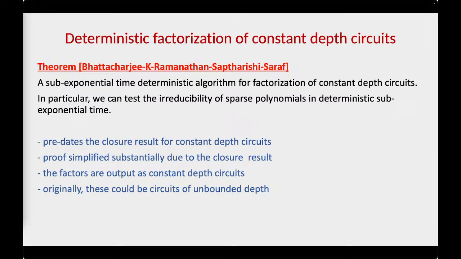Maybe one question, because you say "in particular": is it clear that if you have what you stated in the first line for constant depth, then you have irreducibility testing for sparse? No, it's not clear. It wasn't clear at this time because the output circuits were all unbounded depth. We didn't know how to do PIT and divisibility testing. But combined with the closure result, it is clear. Other questions?